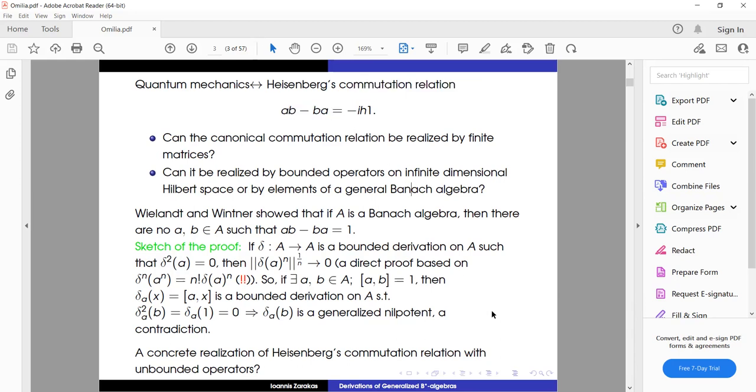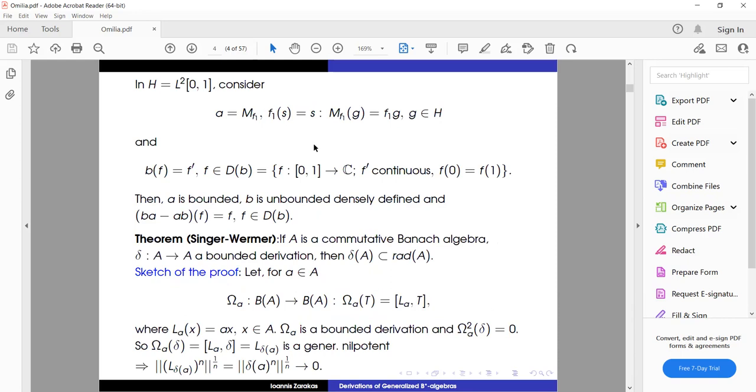So we have to go to the unbounded case, and a realization of the Heisenberg relation with unbounded operators, just briefly noting, can be realized when we're working in L2 of (0,1) and taking as operator alpha the multiplication operator with f1, the function f1 of s equals s.